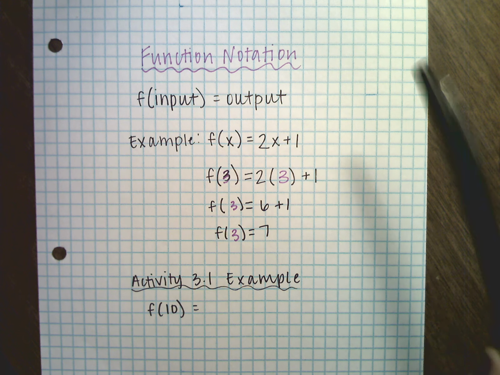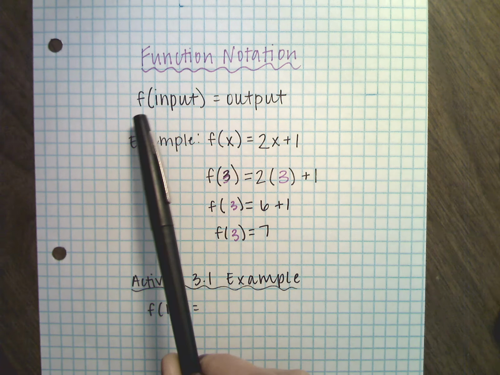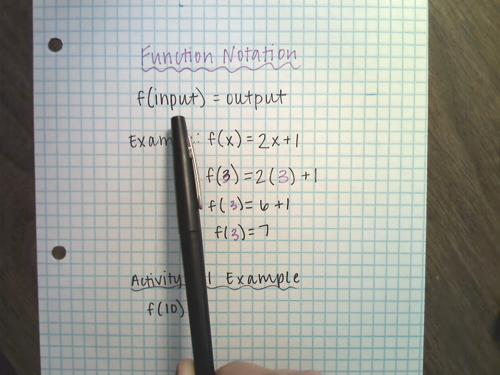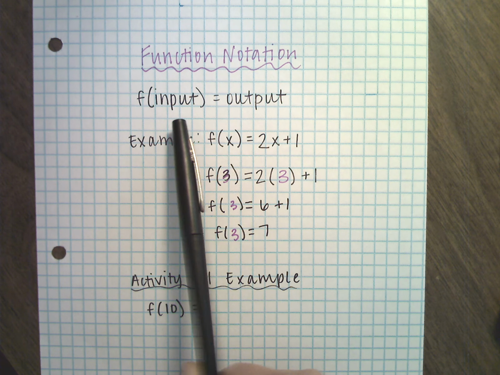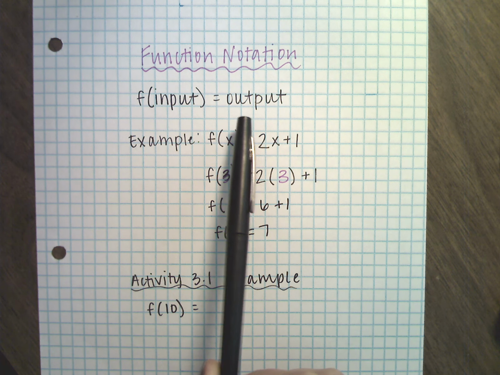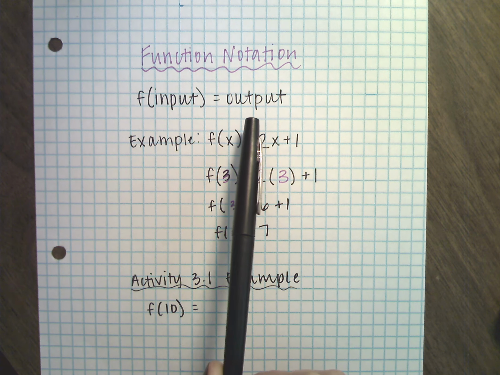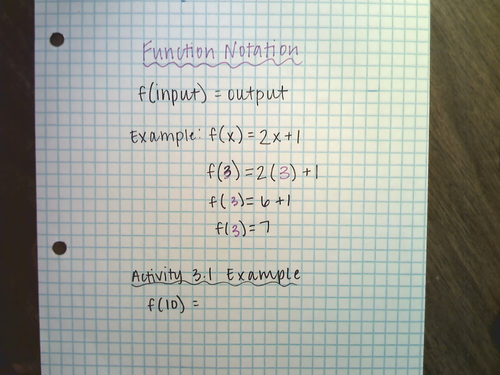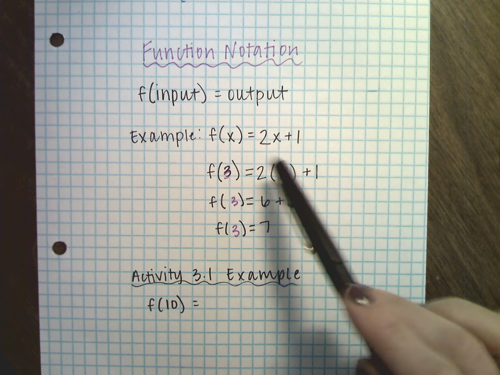So function notation is basically just f of input equals your output. So input is what you're going to put into the rule or the equation, and the output is what you get out of it once you solve. So here's a small little example of how we would write it. So f of x equals 2x plus 1.